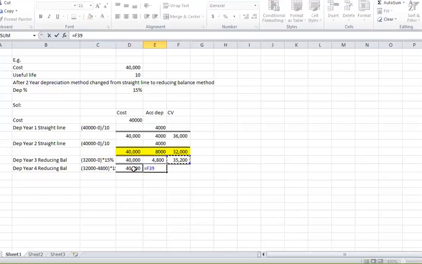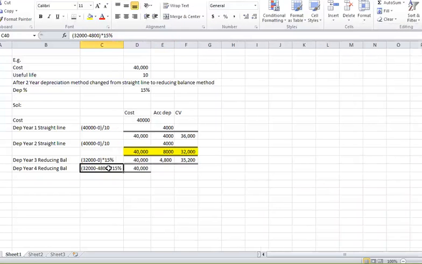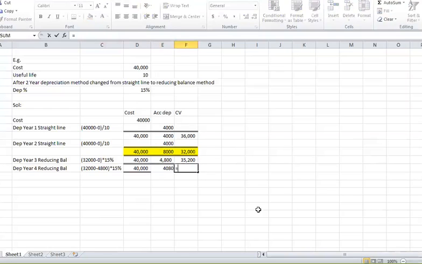equal to carrying value, so in the next year depreciation is 4,080. So 32,000 minus 4,800 into 15%. So the depreciation is 4,080, and what would be the carrying value? This minus this.